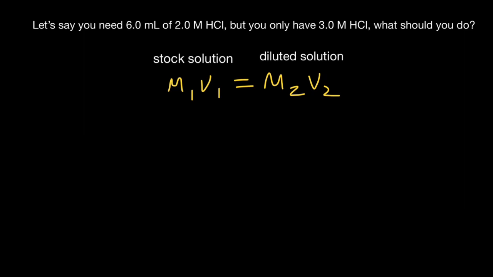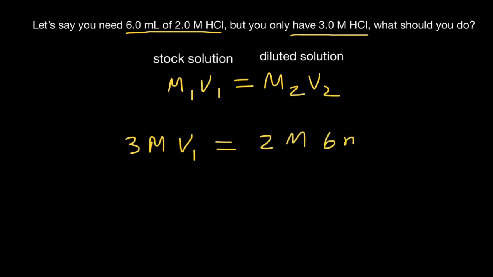According to our problem, we start with 3 mol hydrogen chloride solution, which is stock solution, so 3 moles, and we don't know the volume, so we put just V1, and this should equal to, and our diluted solution has to be 6 milliliters of the 2 mol hydrogen chloride concentration. So let's put it here, 2 moles and 6 milliliters. So don't forget that we have here multiplication sign, which is not usually shown here.